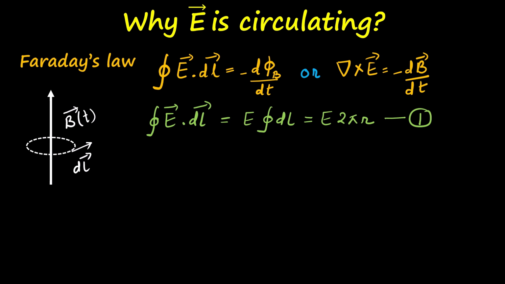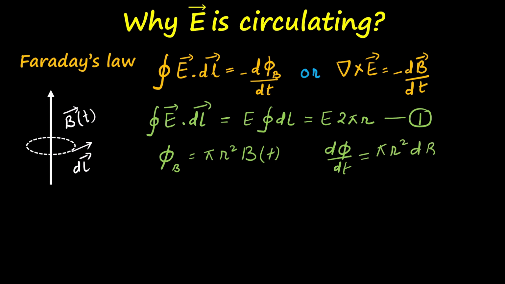What about the magnetic flux? It will be given by the area times the magnetic field. Now if I take the derivative, then we will get this expression. We'll call it equation 2. Now using equation 1 and 2, we can finally write down the magnitude of the electric field, which is given by this expression.